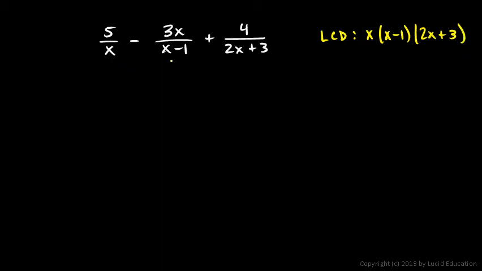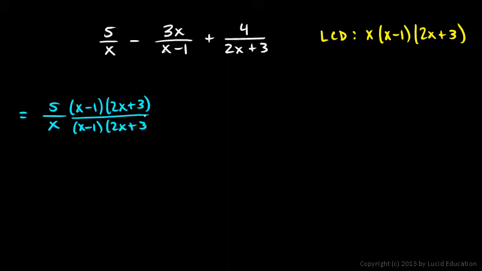So I have to rewrite each of these three fractions with this as the denominator. And here's what this will look like. I'm going to take that 5 over x and multiply it by x minus 1, 2x plus 3 over x minus 1, 2x plus 3. Now the numerator and denominator right there are the same, so I've really just multiplied it by 1. And you're allowed to multiply something by 1. But what I've done, written in this form, it now has this denominator.